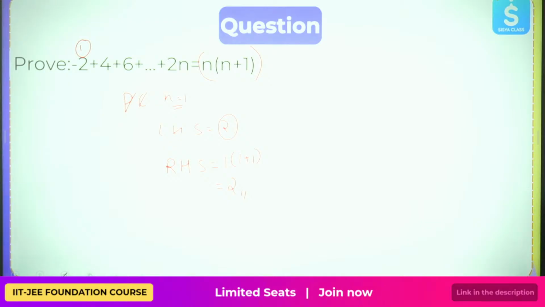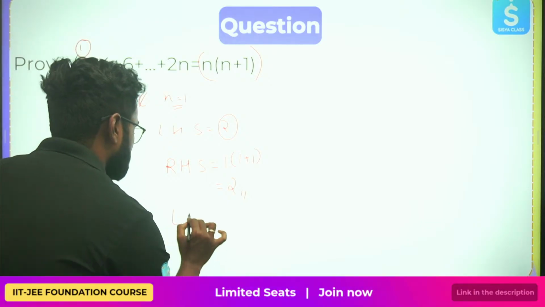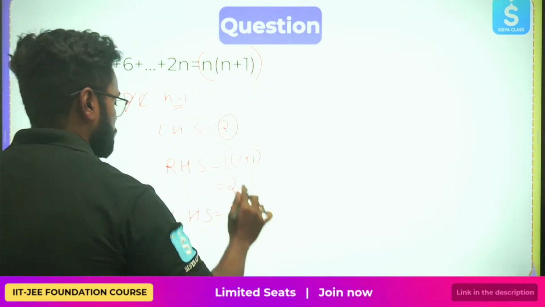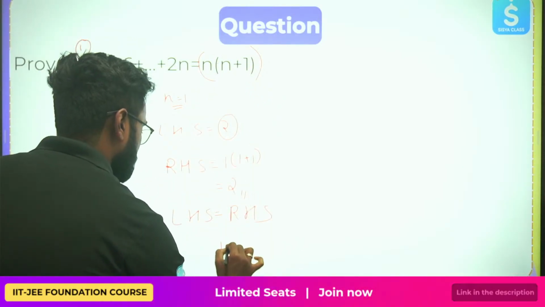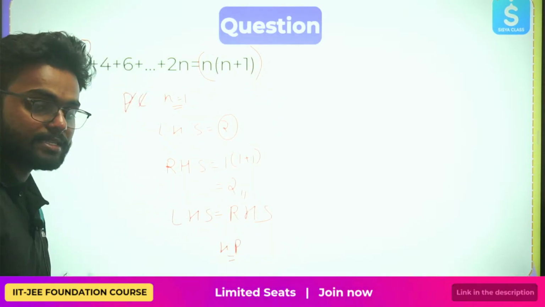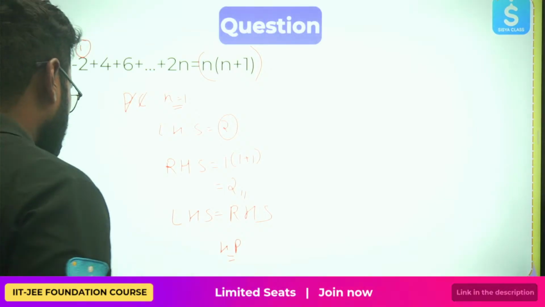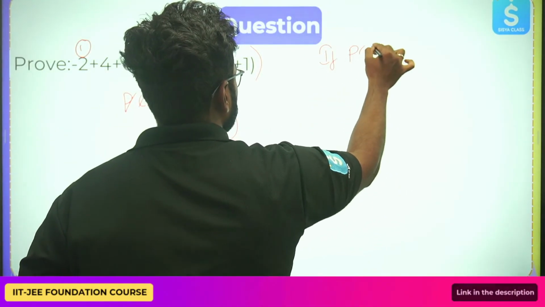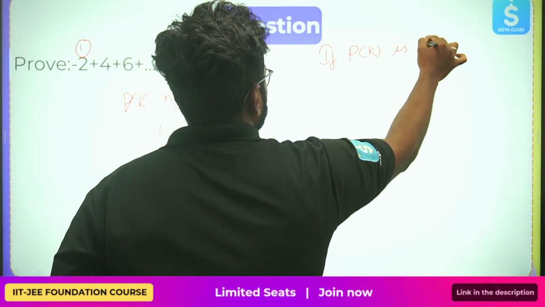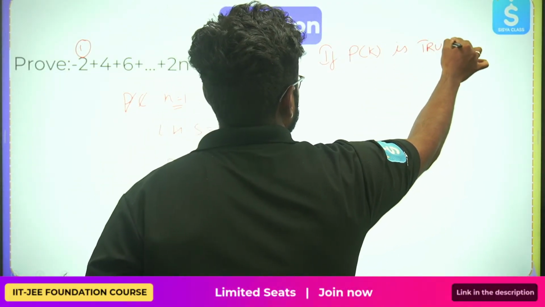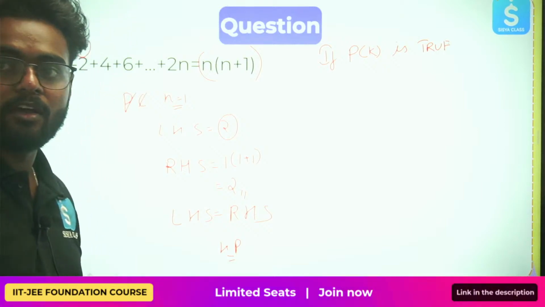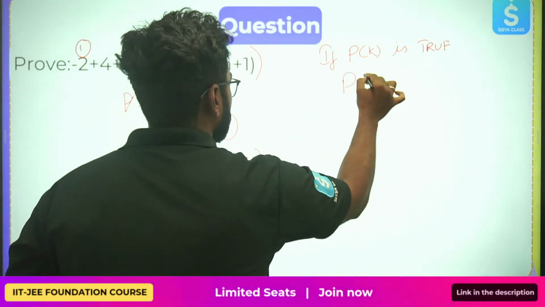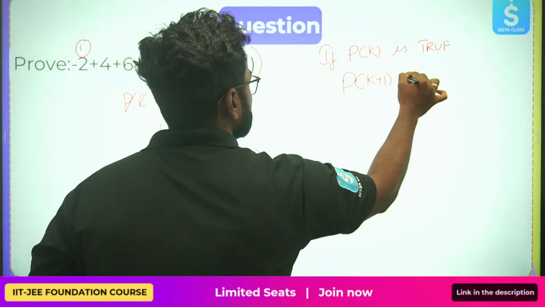Now, what is the second step? So RHS is equal to LHS. First term is equal to this value. Proved. Now, what is the second step that we will see? The second step that we will consider: if P(k) is true. Now, if P(k) is true, what will it come? If P(k) is true, we'll be saying P(k plus 1) is also true.